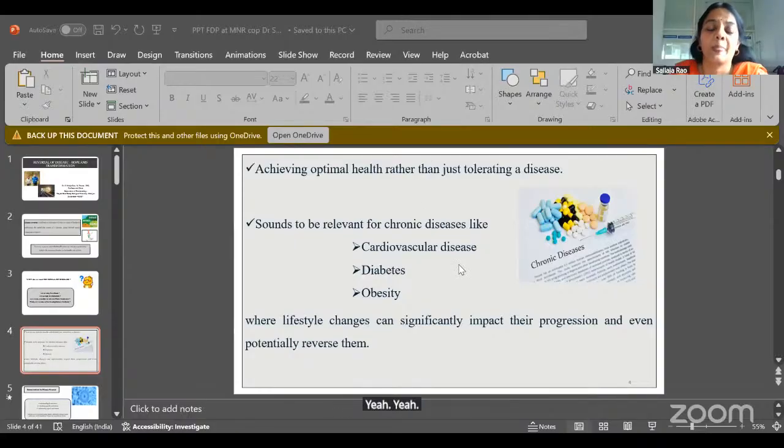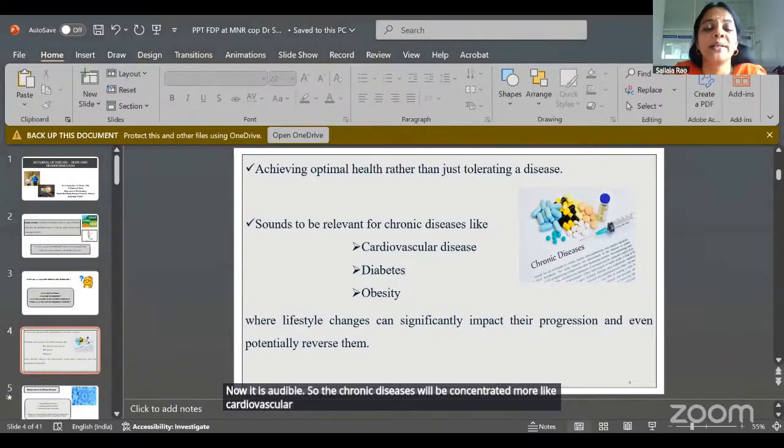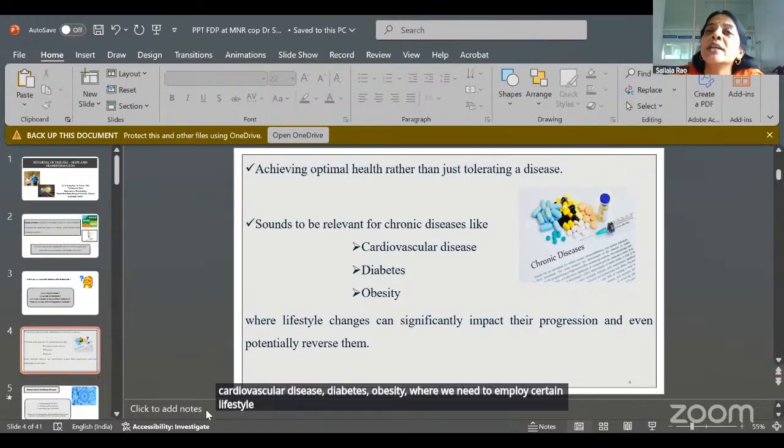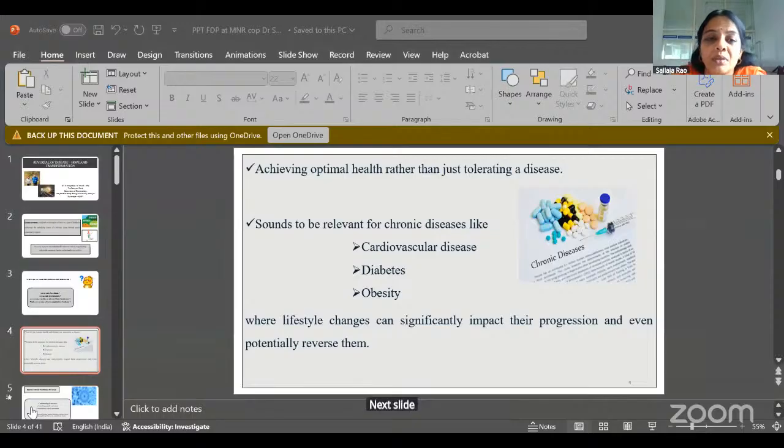So the chronic diseases will be concentrated on more, like cardiovascular disease, diabetes, obesity, where we need to employ certain lifestyle changes in order to cut the progression of the disease. Next slide.